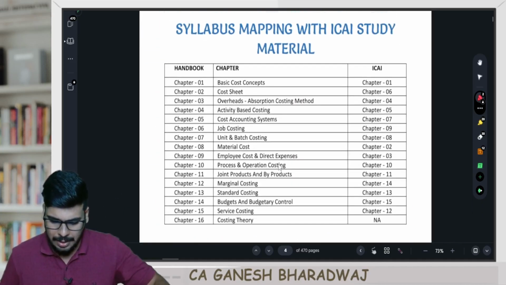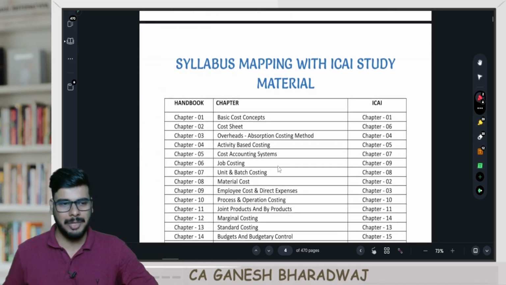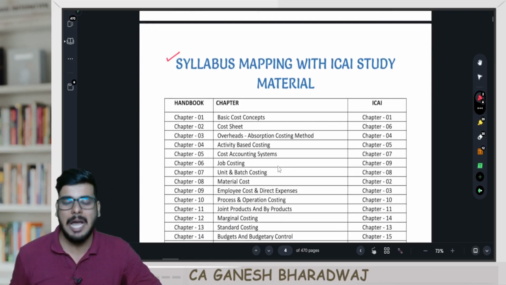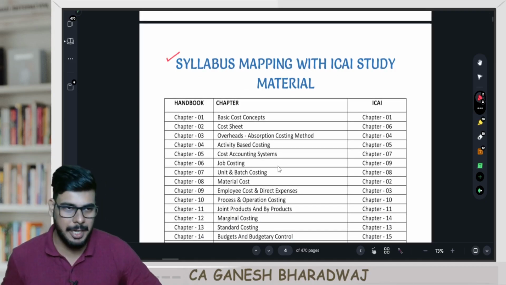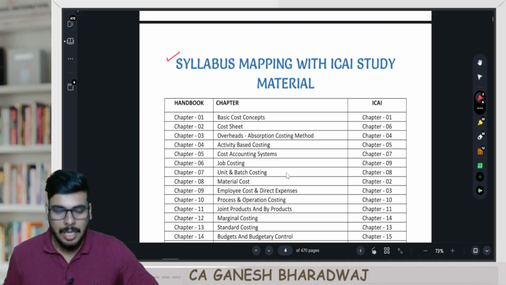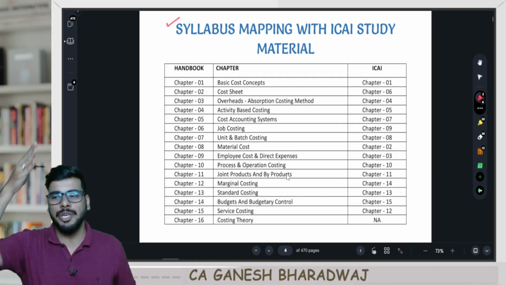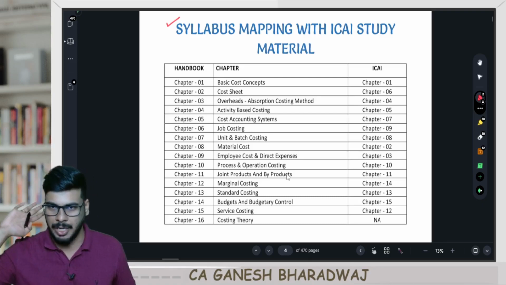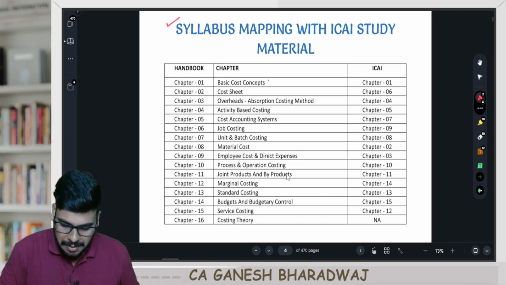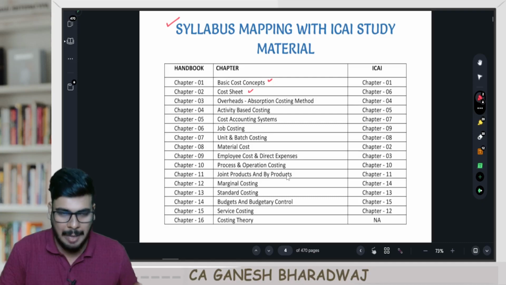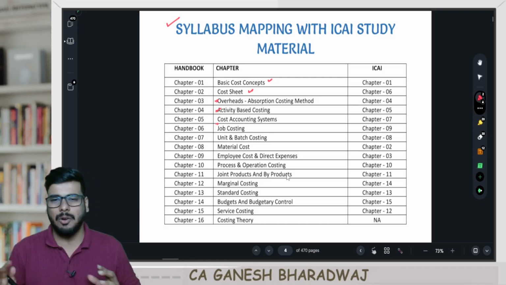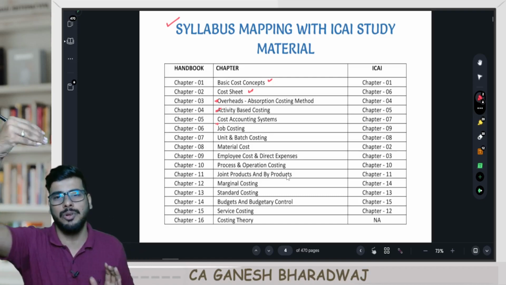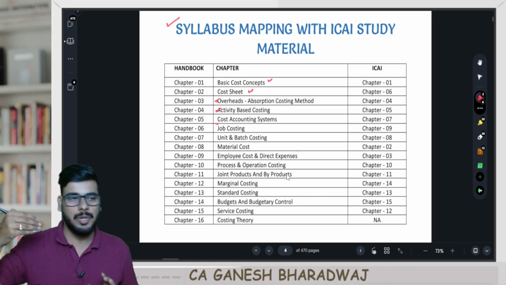Now, the main part here is I have done something called syllabus mapping with the institute study material. Sir, what is this? Now, I will not be going in the same sequence in which the chapters are present in your institute study material. Clear? So first we will study basic concepts. Then we will go to a chapter called cost sheet. Then we will go to overheads, ABC, your cost accounting system, and so on. I have my own lineup in which you will learn the subject.